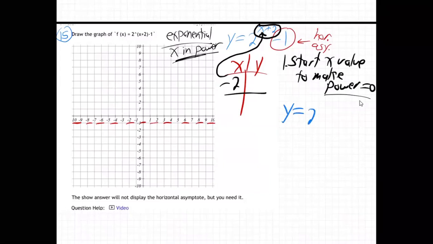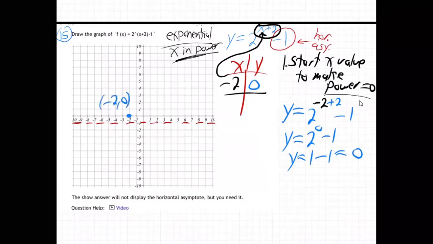So you get, what do you get? 2 to the -2 plus 2 minus 1. So y will be 2 to the 0 minus 1, which is 1 minus 1, which is 0. Remember, anything to the 0 power is 1. So that's -2 out of 0. That's right there. So we got one dot. And we got where that thing's going to flatten. Okay, now we just need one more.